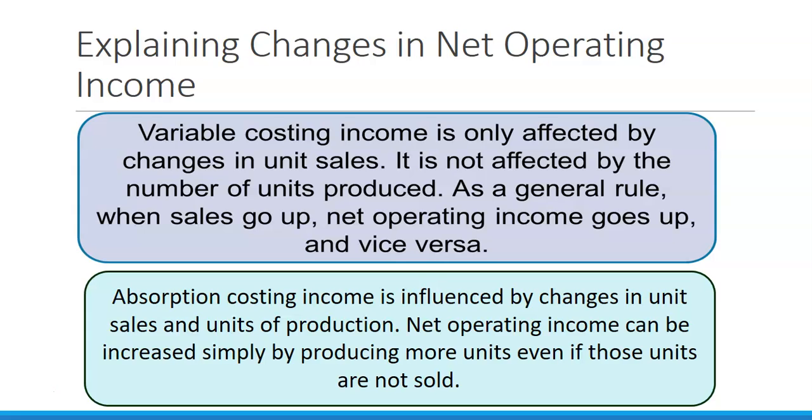Why are there these differences in net operating income? Variable costing income is only affected by the changes in unit sales. When sales go up, net operating income goes up and vice versa. Absorption costing income is influenced by changes in unit sales and units of production. We can increase the net operating income by simply producing more units than we sell.